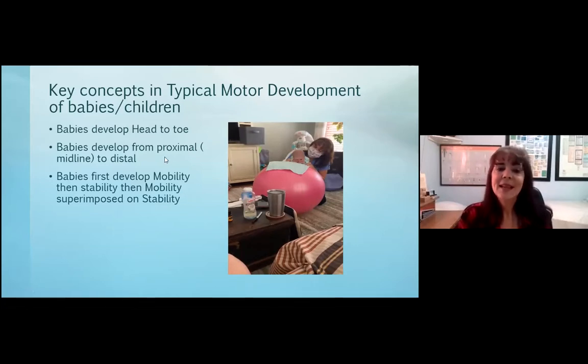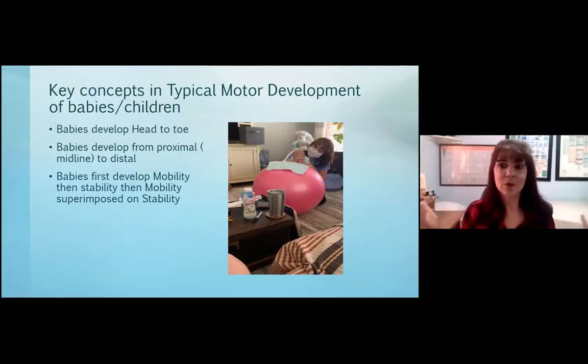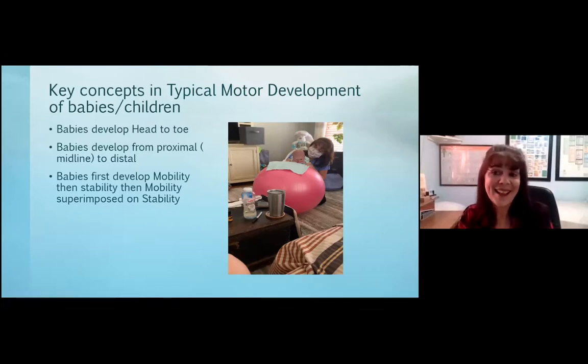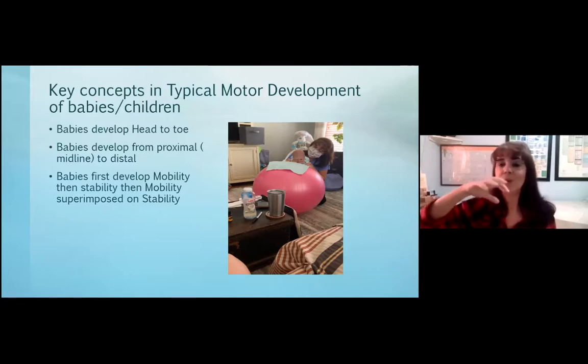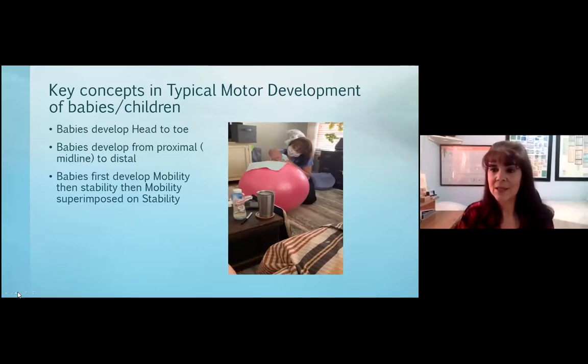The second most important rule is babies develop from proximal, which is our midline, right? So our core, our shoulders, our hips, to distal. So distal is out here. That's our hands, that's our teeth, that's our tongue, that's our feet, right? If we don't have proximal control, we won't have distal function. That's just the way it works, right? The next thing that we're going to explain in a lot more detail as we travel through development is babies first develop mobility, then they develop stability, and then we get mobility superimposed on stability. And those are just 3 very basic rules that we're going to talk about as we move through development.